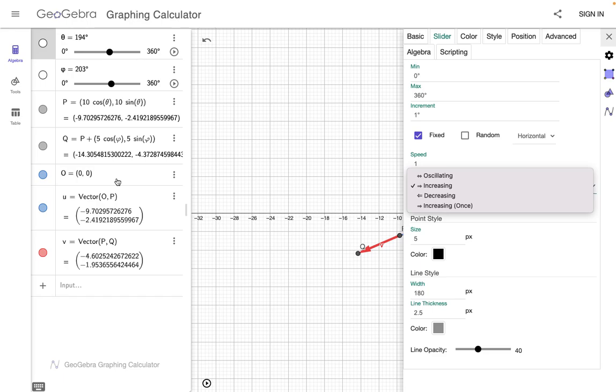The concept is that of position vectors. The position vector of Q is measured relative to the position vector of P, and when we change the angles theta and phi, we get the animation. Thank you.